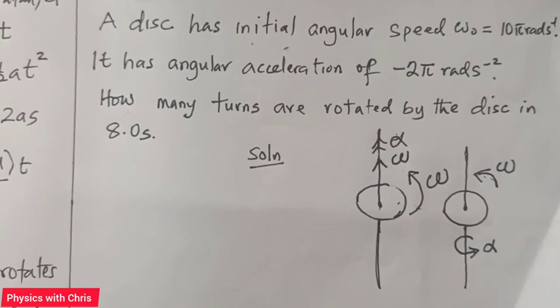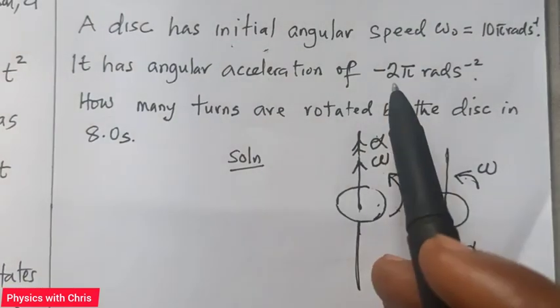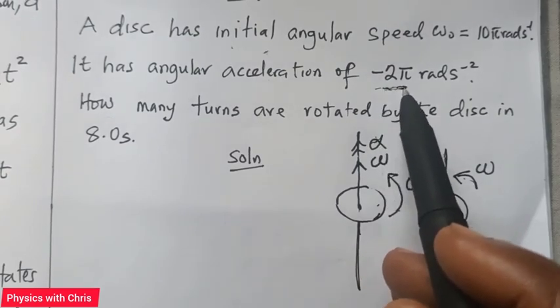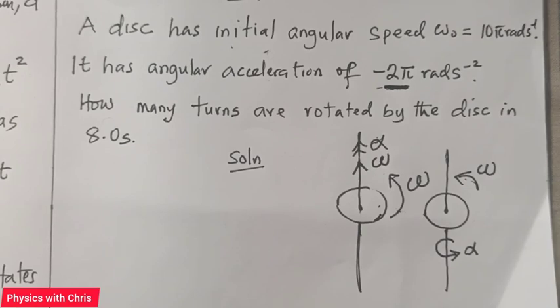You can see this concept plays out here in this question. Now you are given a negative angular acceleration. That shows that this is a type of deceleration. The disk is now slowing down, just like a rotating fan, and then you suddenly turn off the switch. It starts slowing down. Deceleration sets in. But how many turns will it rotate? How many times will it turn over in 8 seconds?